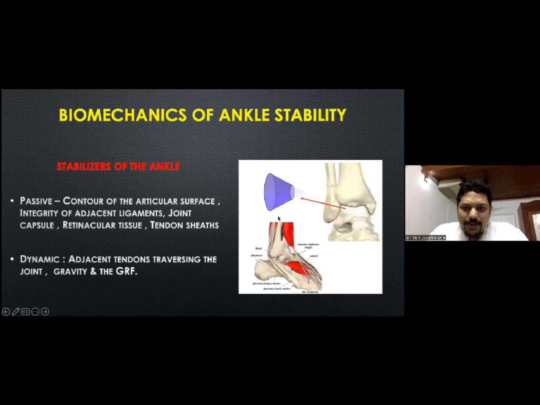I would like to bring your attention to this frustum, or truncated cone, which in extreme dorsiflexion actually represents the shape of a talus. In extreme dorsiflexion, the talus is at its most stable position, and it covers a wider area. Along with the passive stabilizers, it gives a good amount of stability.